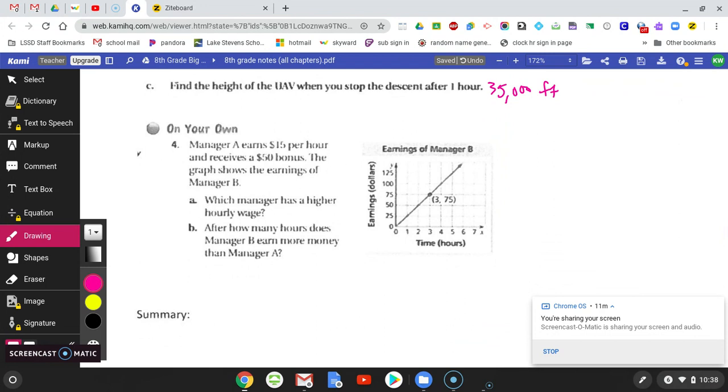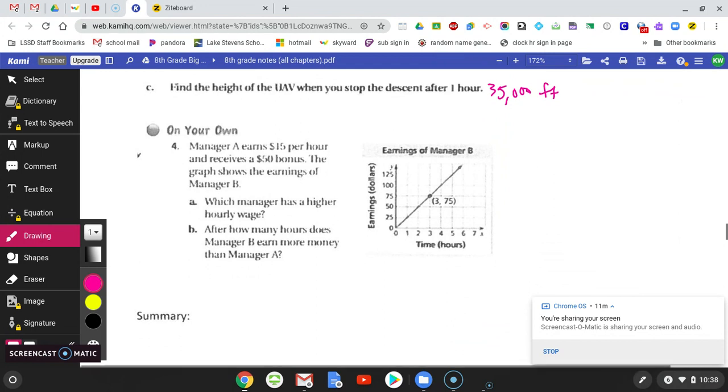All right, last one. It says to write a linear function. Manager A earns $15 per hour and receives a $50 bonus. So they get $50 one time. Let's write an equation for that. So this is for manager A. Y is equal to $15 per hour, that's my slope. And they get a one-time bonus, that's my y-intercept. Because you don't get that every hour, you get it one time.